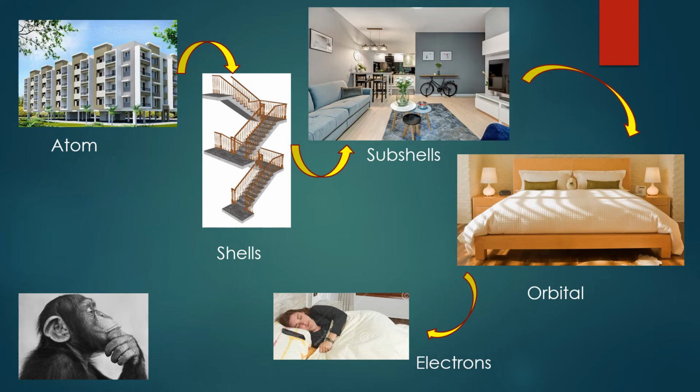So if I ask you, where are electrons located in the atom? Electrons are found in the orbitals. So we can say orbitals are the regions in space which contain the electrons. So we have just seen how the atom is further broken down into many divisions.